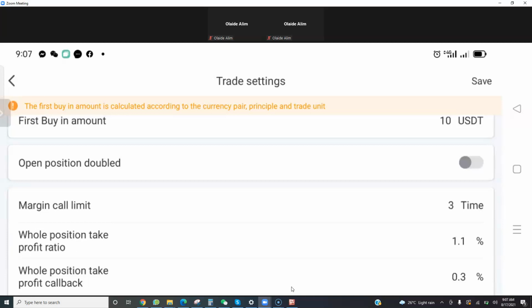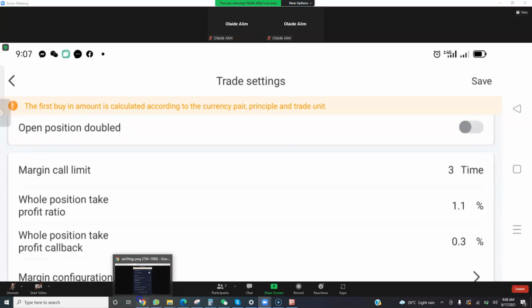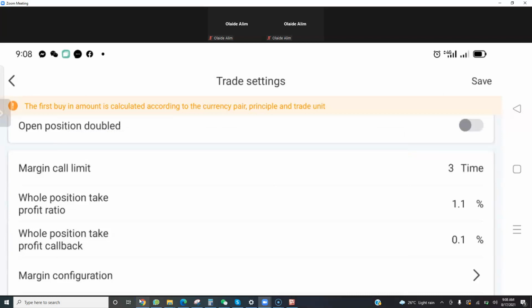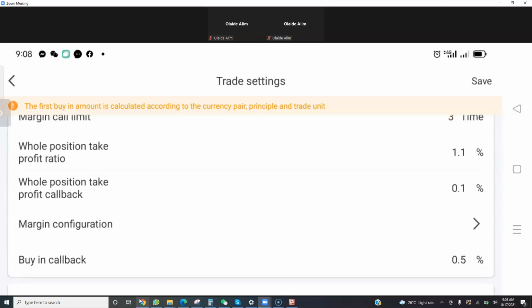So margin call limit 3, all position take profit 1.1, all position take profit callback is 0.1. Then buying callback is 0.5. Yes, this is it.